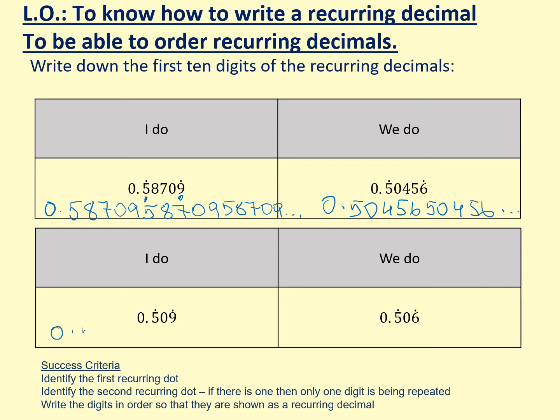So 509, 509, 509, and so on and so forth. Now you answer the next question in your books. Pause the video for a minute and write in your books. Okay, so what you should have is 0.506, 506, 506, dot, dot, dot.